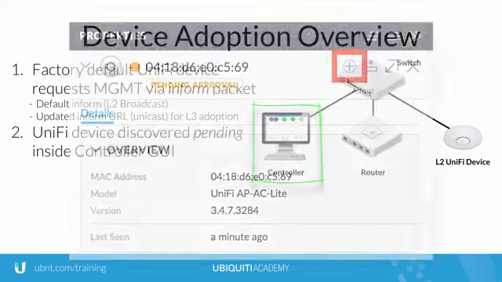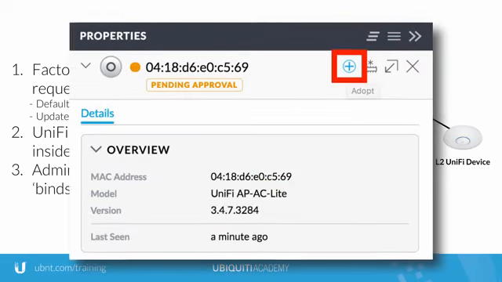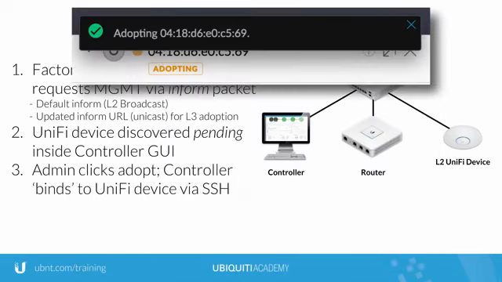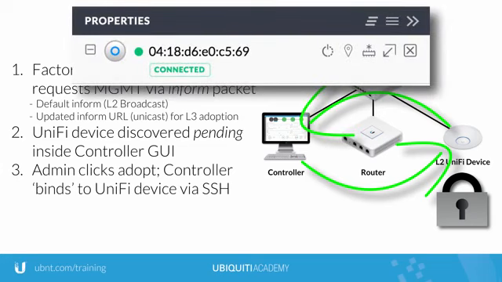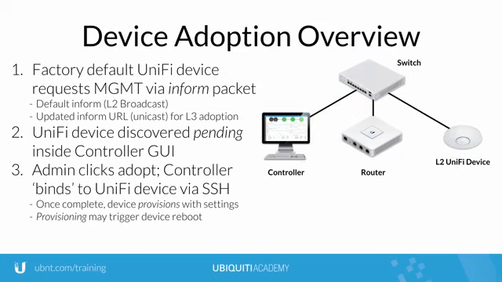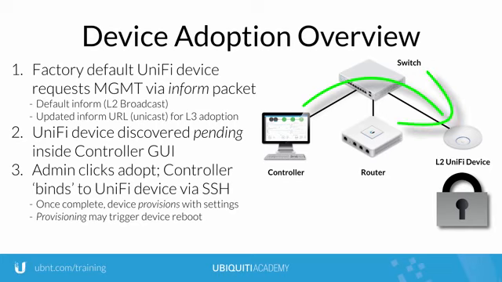Inside the GUI of the controller, the admin then chooses to adopt the pending device. Using the network information described in the Inform beacon, the controller now connects over SSH to the UniFi device in order to complete the process of adoption and manage the device. Immediately thereafter, the UniFi device is bound to the controller and will provision with any configuration settings specified at the controller.